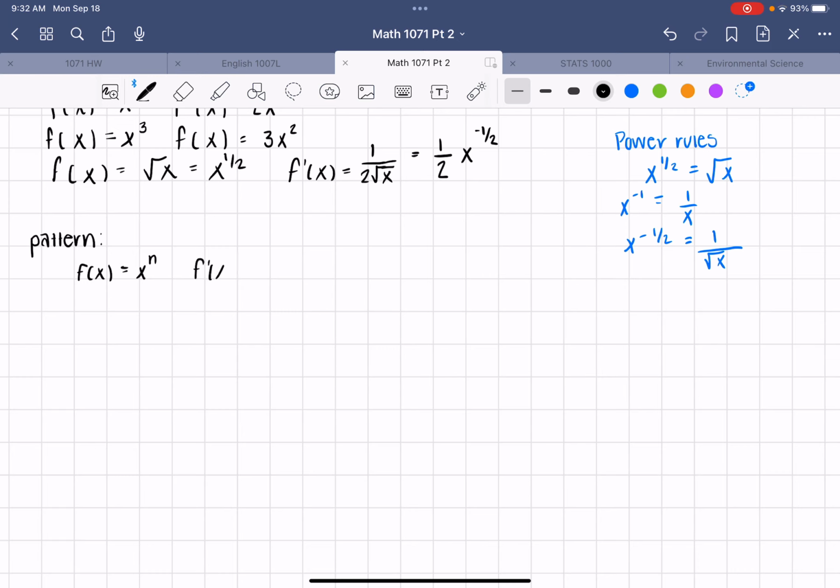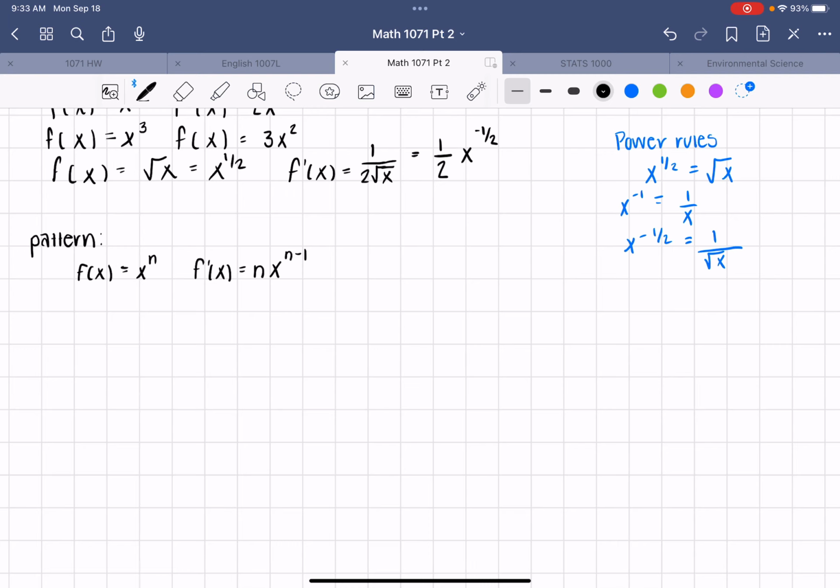X squared went to 2x, which is 2x to the first power. X cubed went to 3x squared. Doesn't it look like that? The power n comes down in front as a coefficient. And the new power is 1 less. That's the pattern we've been picking up. Does it make sense? X squared, the 2 comes down in front, and the new power is 1 less. X cubed, 3 comes down in front, and the new power is 1 less.